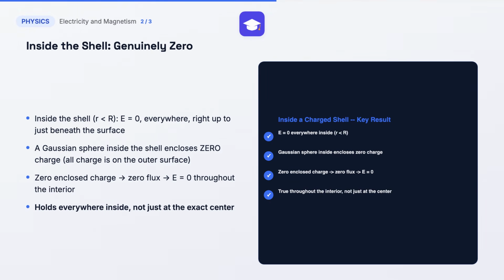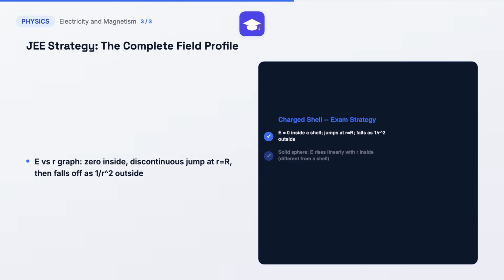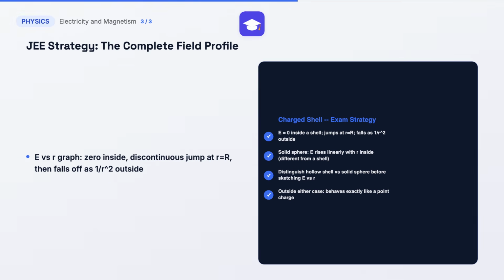This holds everywhere beneath the shell's own surface, not just at the exact center. The single most frequently tested skill here is sketching or interpreting the complete E versus r graph for a charged shell.